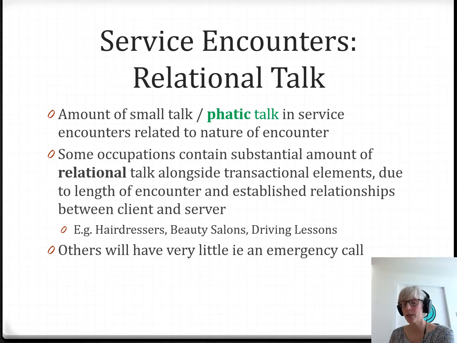And just the point that in some service encounters there is more small talk or phatic talk, and that's because of the length of the encounter. I don't think this is necessarily going to be something you will talk about a great deal. It could come up in an exam, but I've included it because I think it could be really interesting for a language investigation. Lots of you have jobs, lots of you work in retail, and you could do a really nice investigation into service encounters.